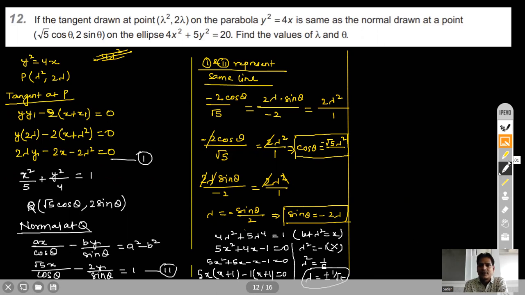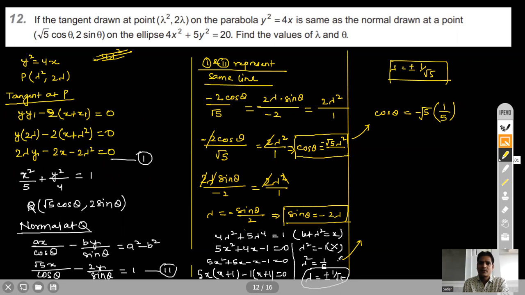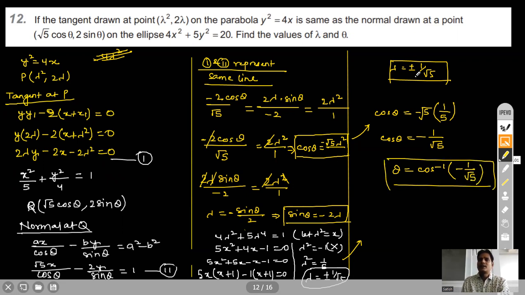So I think this is clear to everyone. So once we got, I'm writing it here clearly, the value of lambda as plus minus 1 by root 5, once the value of lambda is known to us, we can put it here. So we will have cos theta is equal to minus root 5 into lambda square. What is lambda square? Lambda square is 1 by 5, right? Or we can say cos theta is equal to minus 1 by root 5. Is it okay? Or theta we can say as cos inverse of minus 1 by root 5. So this will be the value of theta and this will be the value of lambda.